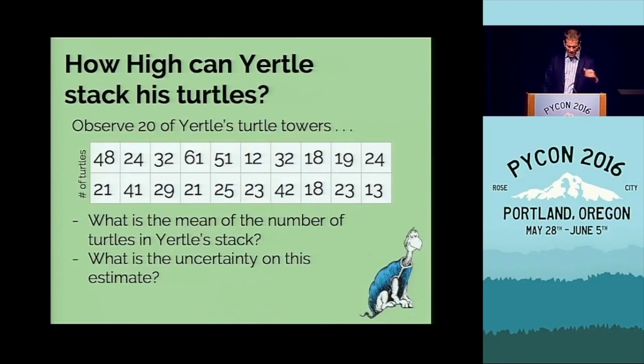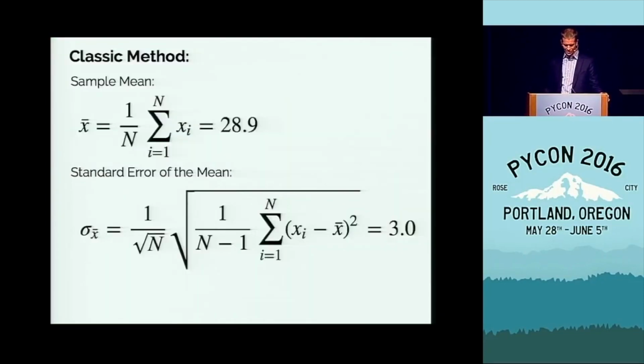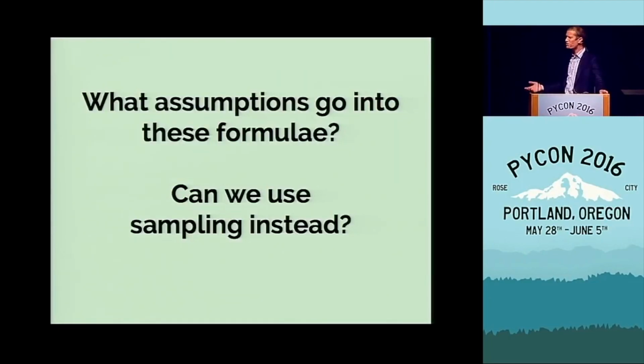One way we can address this is to use the classic method, which is to compute the sample mean, and you've probably seen things like this before. You can compute the standard error of the mean, and you get some numbers, and you find that it's 28.9 plus or minus 3. Again, this works and is fairly intuitive for many people, but I imagine it's probably not intuitive for a lot of folks in this room. In particular, you may not know what assumptions go into these formulas that you're using.